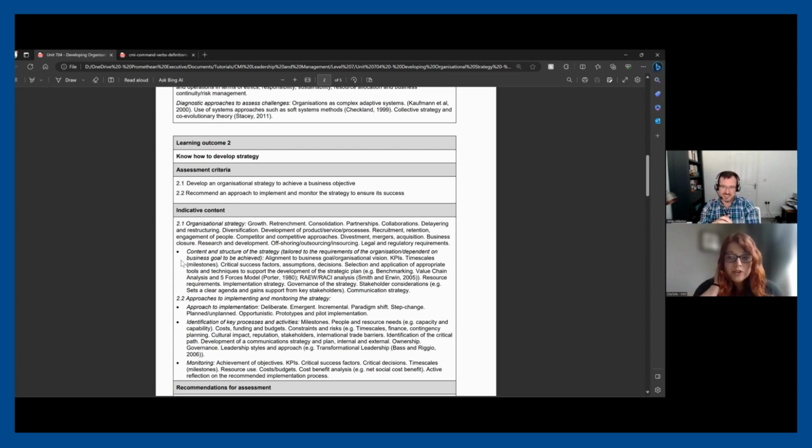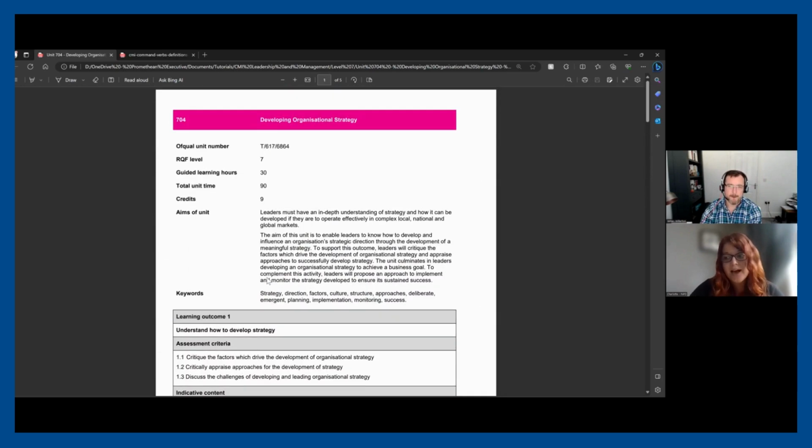Just remember everyone needs to have access to the CMI resources. It's called Management Direct, and they'll be sending you your login details for this. It has lots of articles, videos, and help to write the assignment as well, with lots on the theories and the models. So please use that as much as you can.